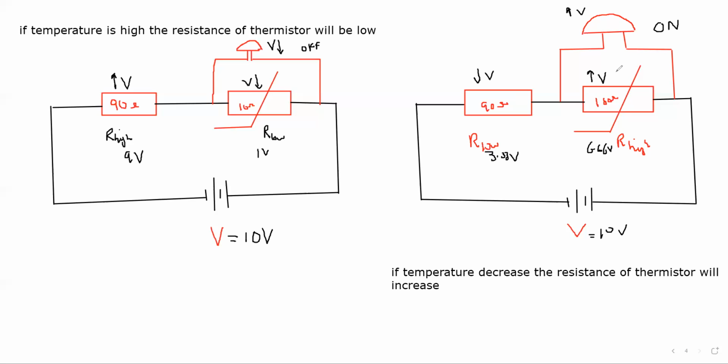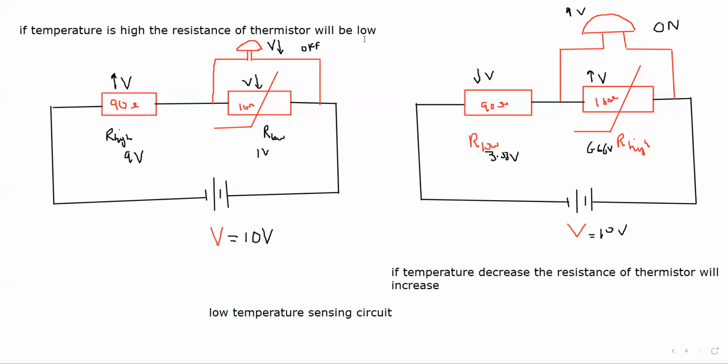So according to this circuit, it is sensing a temperature. Which temperature is it sensing, a high temperature or a low temperature? Like, this circuit, the bell or the buzzer is ringing at which condition? When the temperature is high or when the temperature is low? When the temperature is low, this circuit is working. That's why this is known as a low temperature sensing circuit.